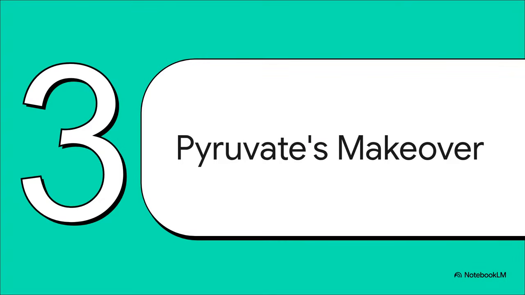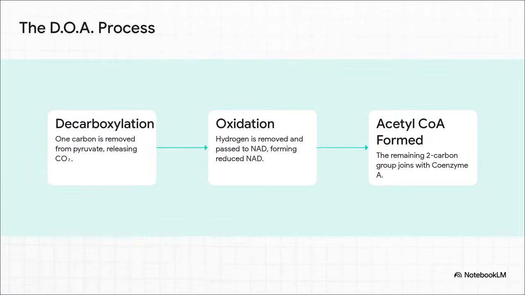All right, our pyruvate has arrived at the party. Now it needs a total chemical makeover before it can get its ticket into the Krebs cycle. It's a three-step transformation, and lucky for us, there's a fantastic little trick to remember it. Just think of the letters DOA. The whole process breaks down beautifully into these three steps, which you can remember with DOA. That's D for decarboxylation, O for oxidation, and A for acetyl-CoA formation. Let's quickly walk through what each of those means.